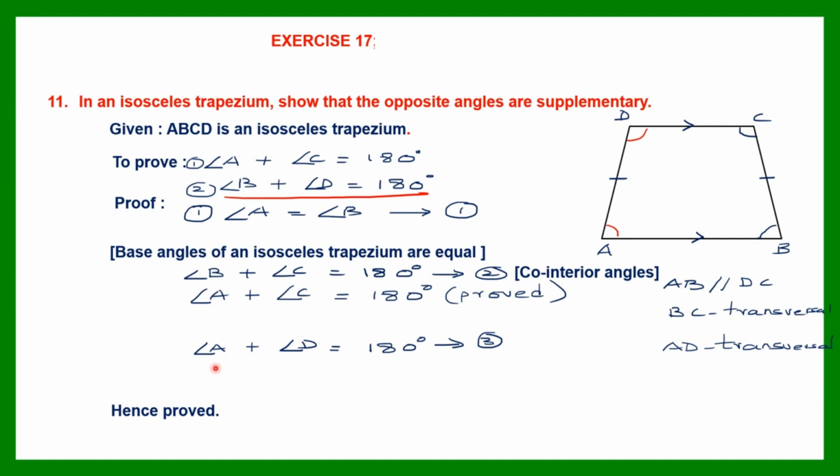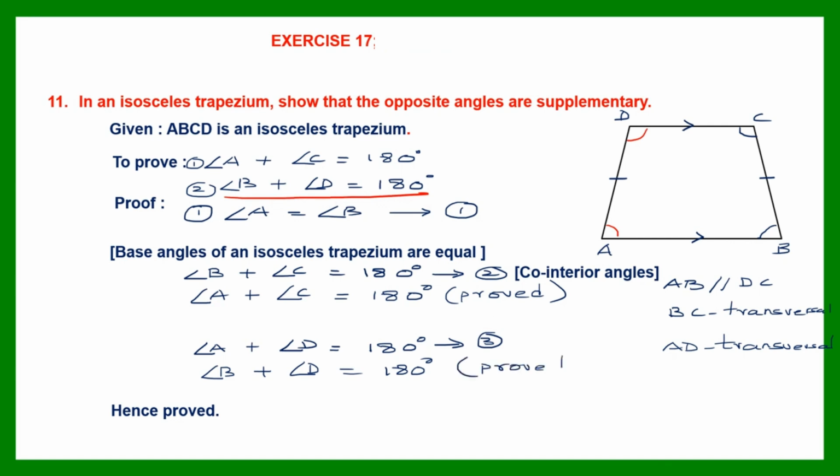So now again, let's go back to equation 1. Here, what does it say? Angle A is equal to angle B. So in the place of angle A, we're going to write angle B. So this would be angle B plus angle D is equal to 180 degrees. Angle B and angle D are opposite angles. So we have proved that they are also equal. So we have proved the second part.